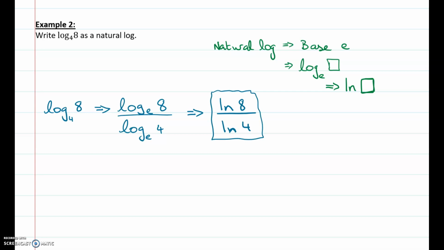over ln of 4. Now, one thing to be careful about, don't start trying to cancel things out. Don't try and cancel the 8 with the 4 and get log of 2 over log of 1. Can't do that, okay? You cannot cancel like that within logs, so just leave this as the natural log of 8 over the natural log of 4. No cancelling, okay? Alright, so leave it like that.